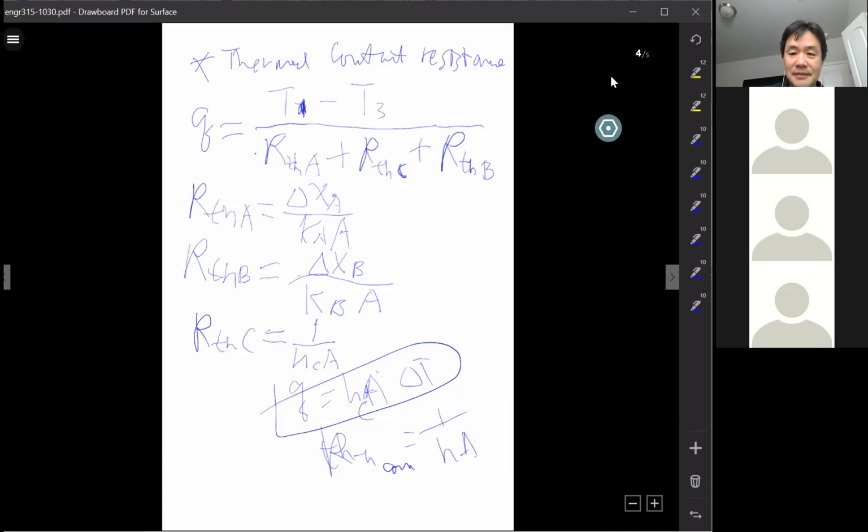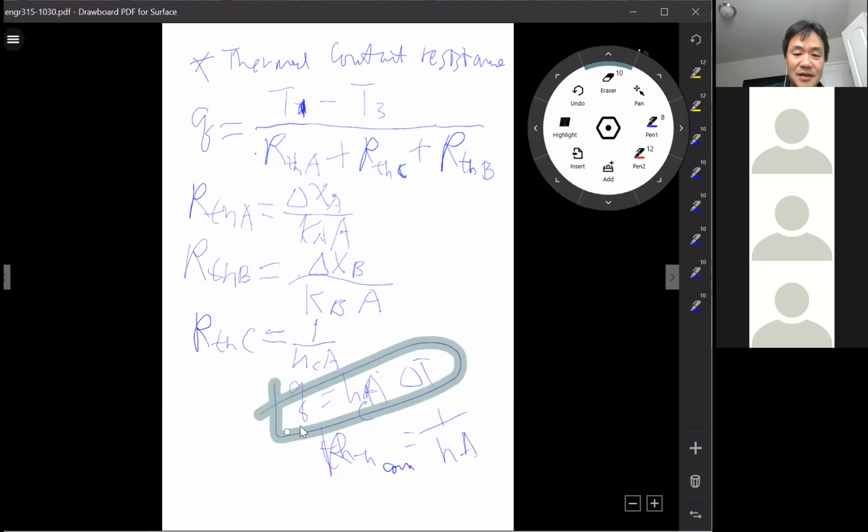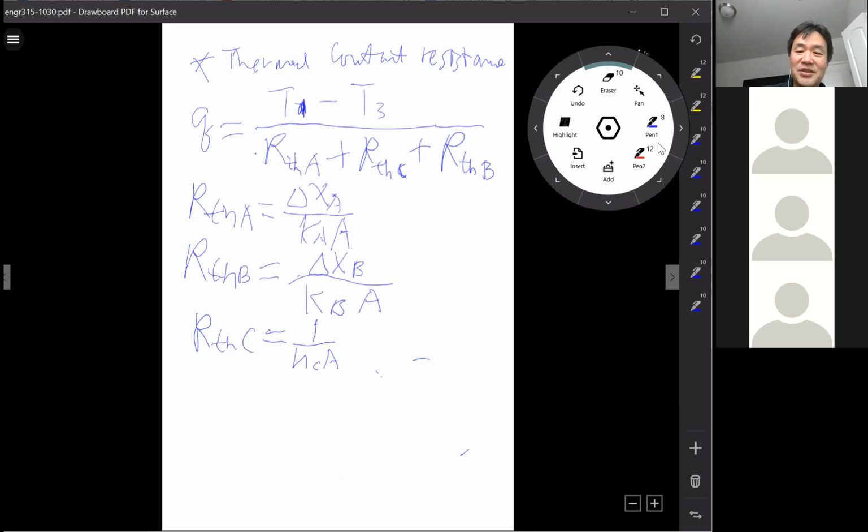That makes sense? So let me remove those additional notes. Okay, so that's our contact resistance. That's the new thing today. Okay, so if you see multiple objects in contact, you might want to consider the contact resistance. Otherwise, it might lead you to some error in the measurement. It's possible. Okay, so let's come back to the question.